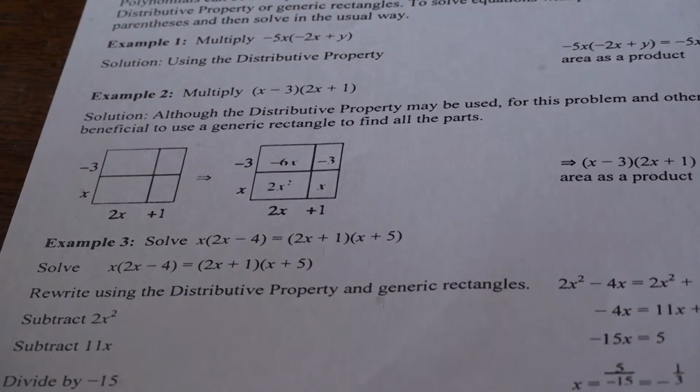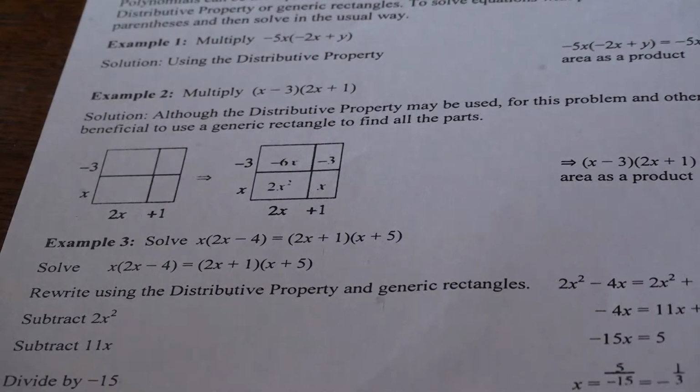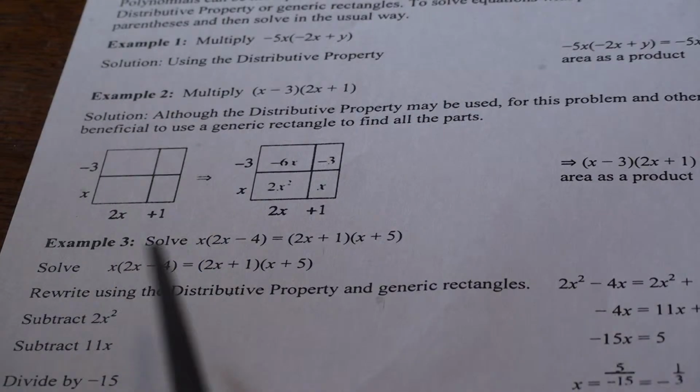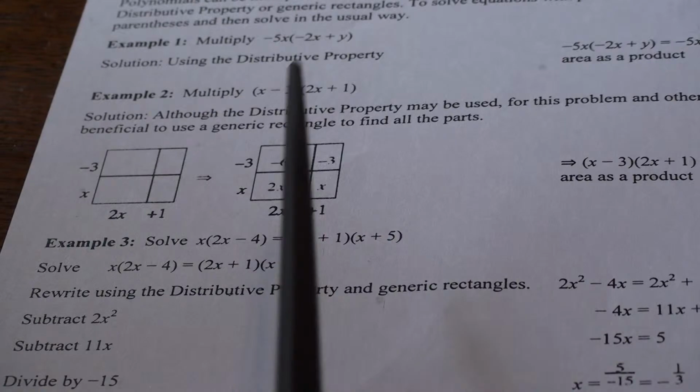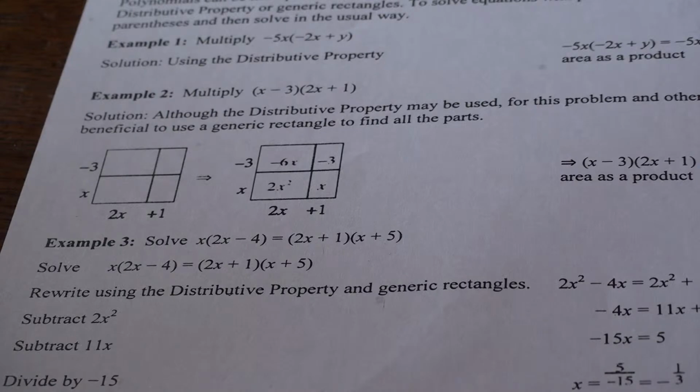Example 2. Multiply the quantity x minus 3 times the quantity 2x plus 1. Although the distributive property may be used for this problem and for other more complicated ones, it is beneficial to use a generic rectangle to find all the parts. So you'll see, they took x minus 3 and wrote those each on side of the rectangle, and then 2x plus 1. They then multiplied everything inside. So -3 times 2x gives me -6x. X times 2x gives me 2x squared. -3 times 1 is -3.